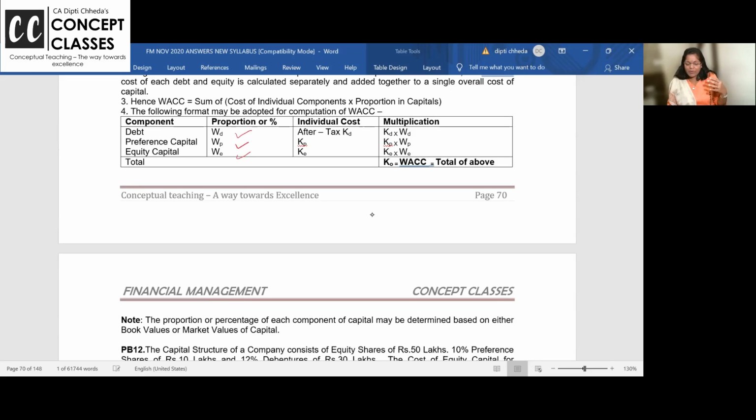Sometimes we take book value weight, sometimes market value, and there's also a concept of marginal cost of capital. So debt is after tax KD, KP, and equity, and multiply with these weights. So you get the KO. Got it or not? Agreed that my cost of debt is 10%, but I am using only 50%, so it's 5%. Cost of preference is 7%, but I am using only 30% preference, so 30% of 7. Like this, you calculate overall cost of capital, marginal cost of capital.